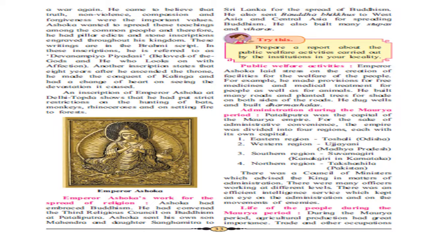Public welfare activity. Emperor Ashoka laid stress on the creation of facilities for the welfare of the people. For example, he made provision for free medicines and medical treatment for people as well as for animals. He built many roads, planted trees for shade on both sides of the road. He dug wells and built dharmashalas. Dharmashalas means where people, travelers can wait for one day and travel the next day.